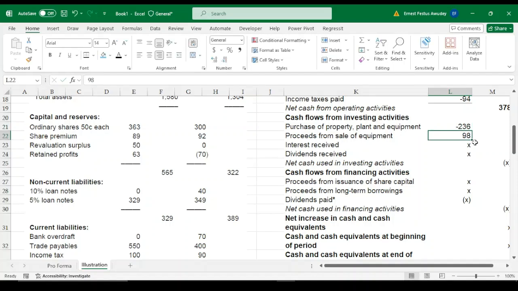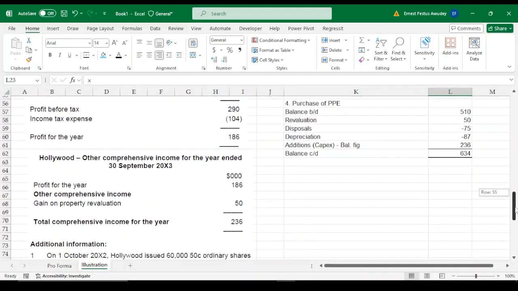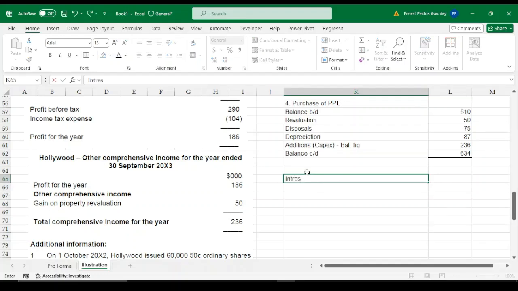All right. Then we have interest received. Now the interest received is also going to be a calculation. We need to calculate the interest that we have received during the period. So how are we going to do that? I'll have my calculation here. Interest. So that is actually workings 5. Interest received.